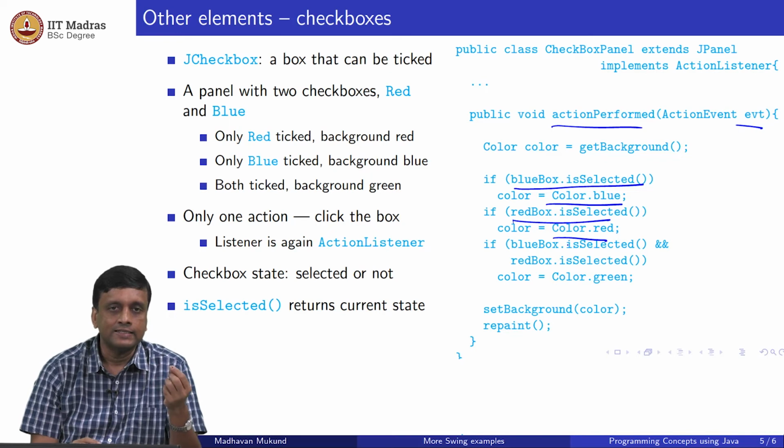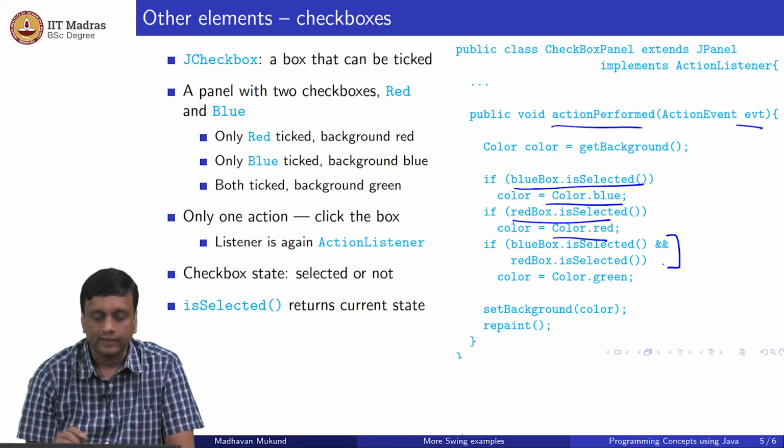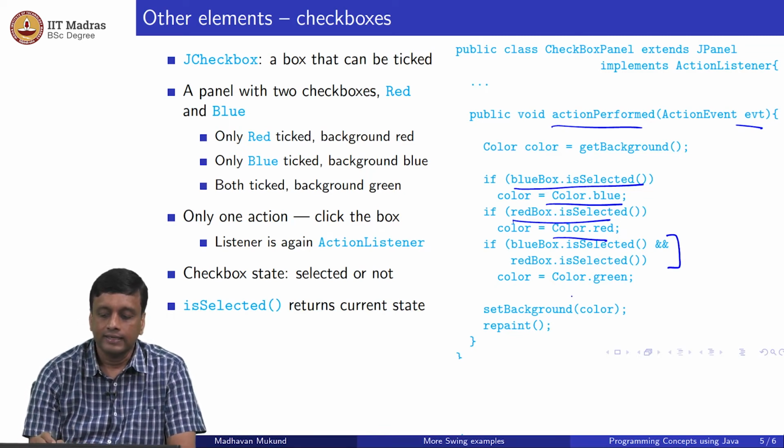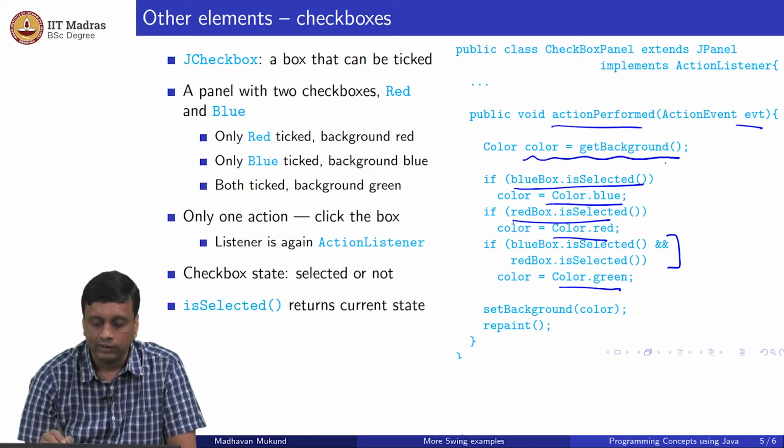So if either of these is selected and only one of them is selected, then if it is blue, it will set to blue. If it's red, it is set to red. And then it will say if both are selected, then set the color to green. And as usual, we start with the existing background color and then we replace it.